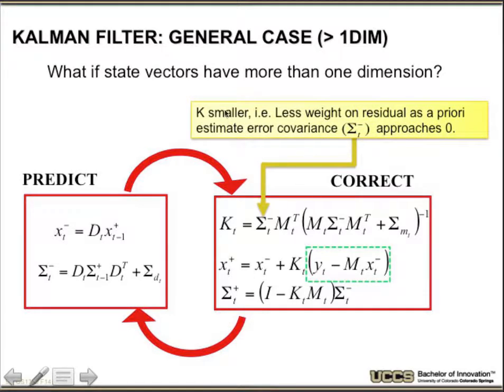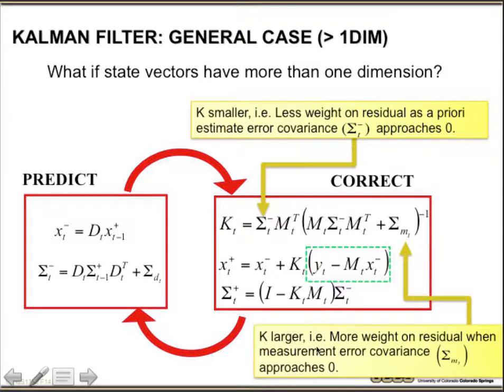Now it is worth noting that this Kalman matrix that comes out of this is called a Kalman weight matrix. When it's small, we have less weight on the residuals as the covariance matrix approaches 0. So if it's small, we put less weight on the measurements. And if it's larger, we put more weight on the measurements because we say the measurement errors go to 0. You can see that because this term here is taking an inverse. So when this is very small, this is going to become dominated and K will become smaller.